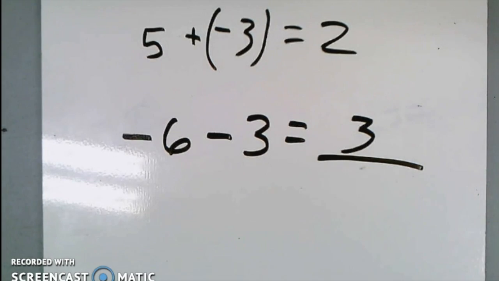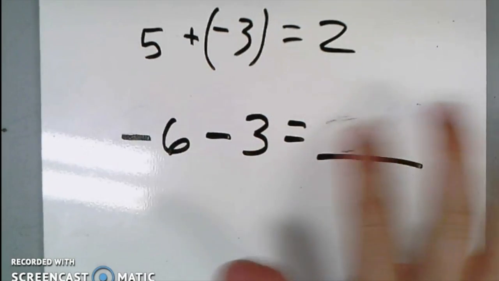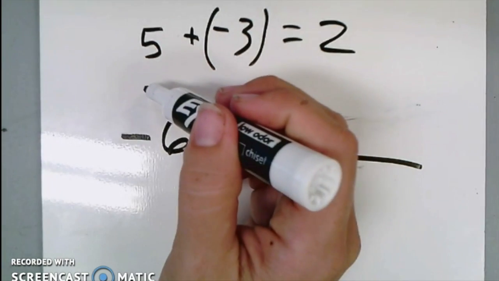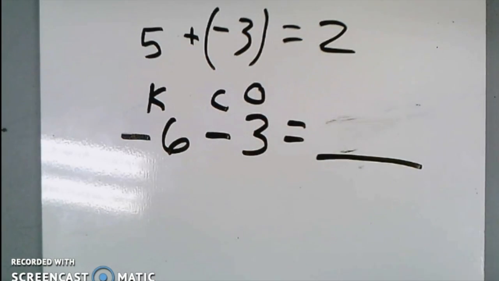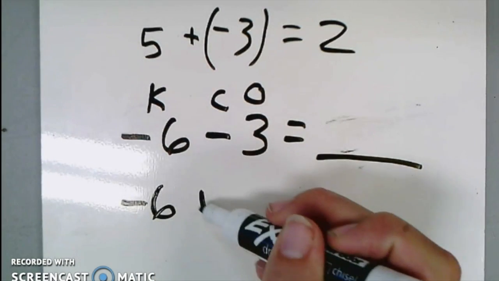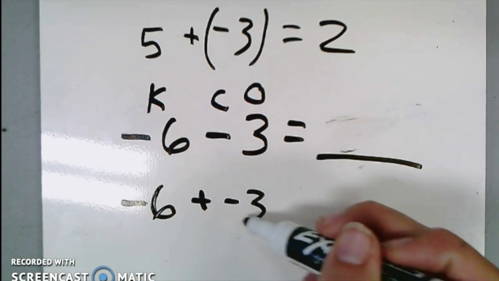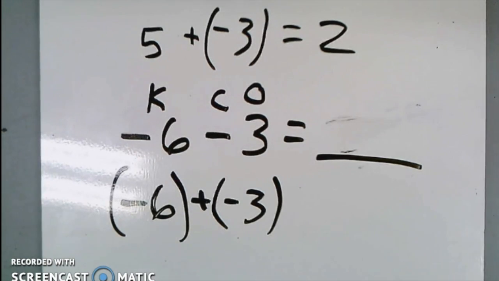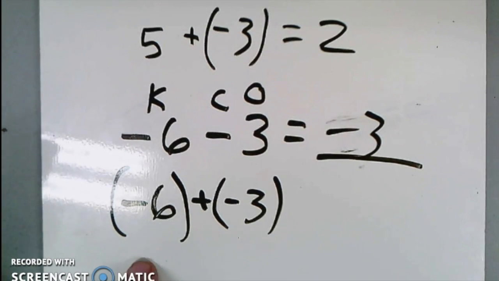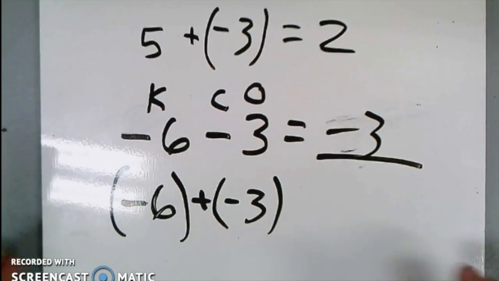On first guess, a lot of you may have answered that negative 6 minus 3 is 3. Right? Yep, let's look again. Let's model it with our chips. So we're going to keep, change, opposite. Negative 6 plus negative 3. You might have even said it was negative 3. But look at this problem right here. Negative 6 plus negative 3.